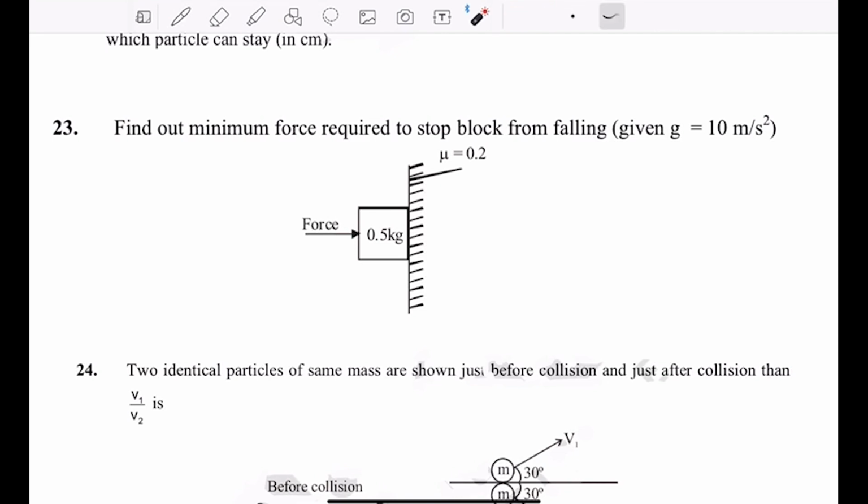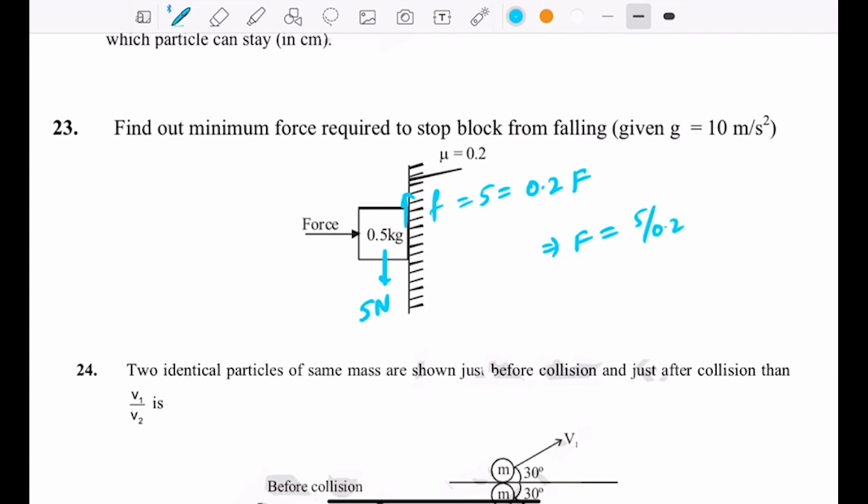Here I have to find out the minimum force required to stop the block from falling. Okay. So there is a weight here in the downward direction. There will be 5 newton force downwards. Then the friction should be equal to 5 newtons, and this equals mu, 0.2, into F. So from here I'll get F equals 5 by 0.2. So it will be 25.